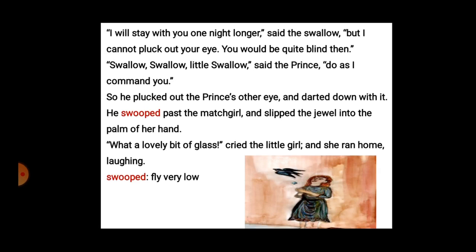Swooped means to fly very low, at a low height, because that girl was standing on the surface at the bottom. Now, when the prince requested to pluck his other eye, the swallow denied, because if he plucked the other eye of that prince, the prince would be blind and would not be able to see anything after that. So the prince requested him to do as he commanded. So finally the swallow had to pluck out his other eye, and the sapphire he plucked, and quickly he flew towards that little girl and slipped that sapphire into her palm.